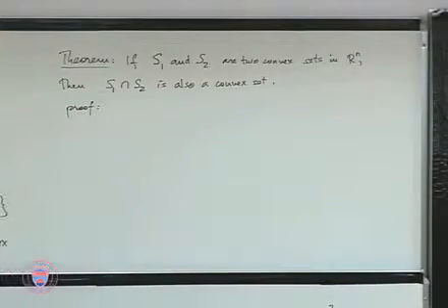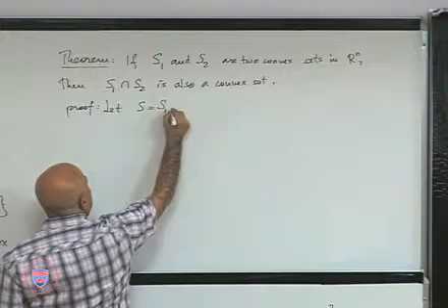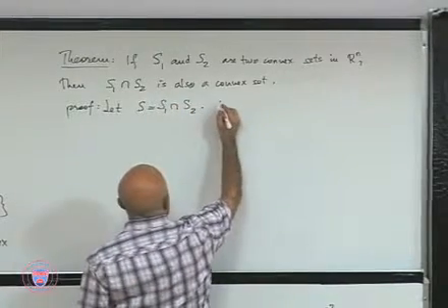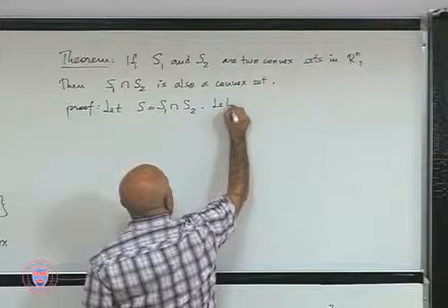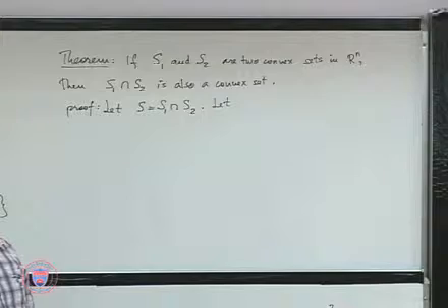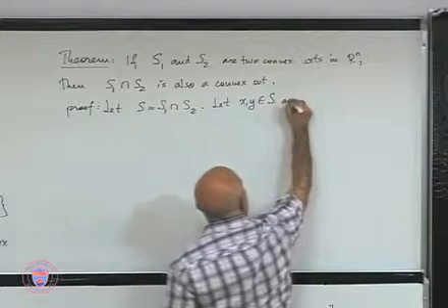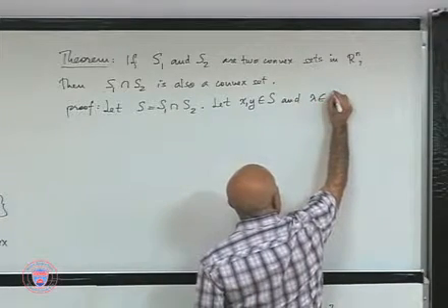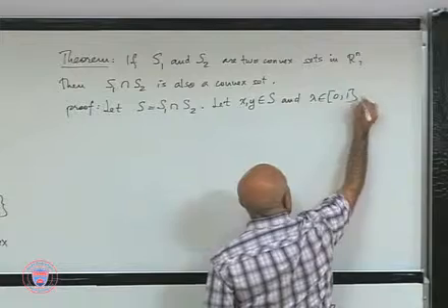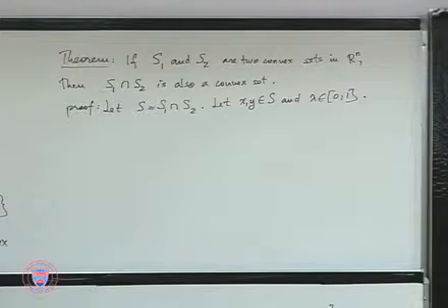The proof is straightforward. Let's just define S to be the intersection. So you just apply the definition. You say let x, y be 2 points in S and lambda be a number between 0 and 1. And then you question if the convex combination of these 2 points with that lambda is in the set or not. It should be.